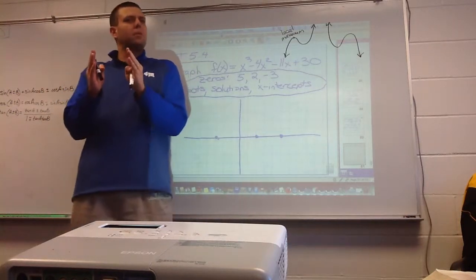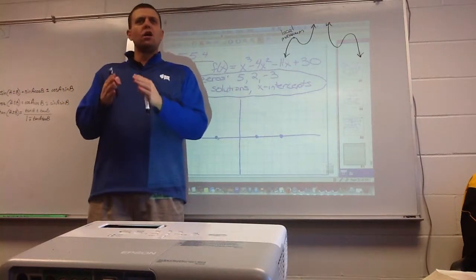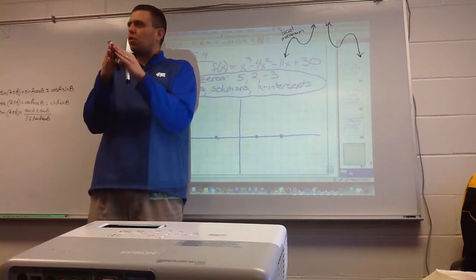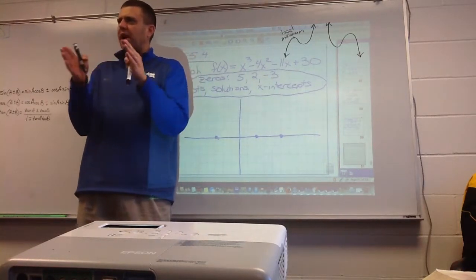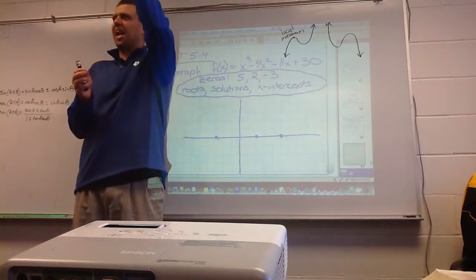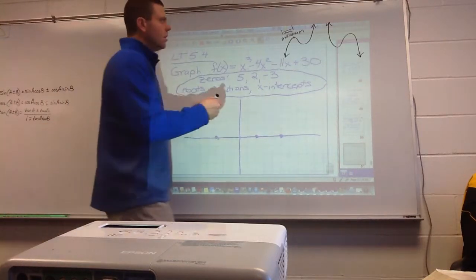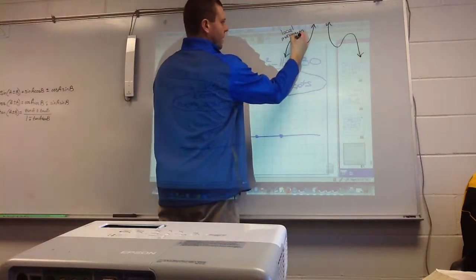What a local maximum is saying is, okay, with respect to all the other points on the graph that are fairly close to it, this one's the highest up. There's a local minimum too.